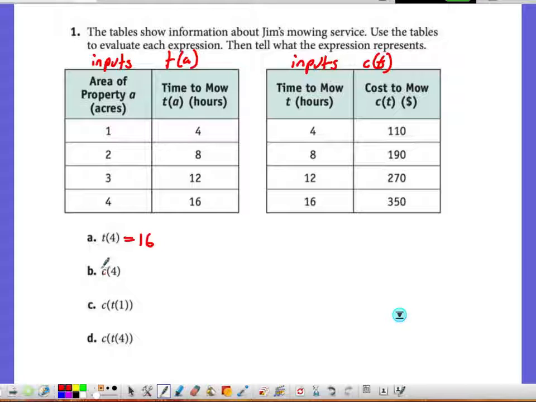And if I want to find c of 4, well, it's telling me that my input is 4. And when I evaluate it, what does 110 represent? Well, that tells me that $110 is the cost to mow for 4 hours.